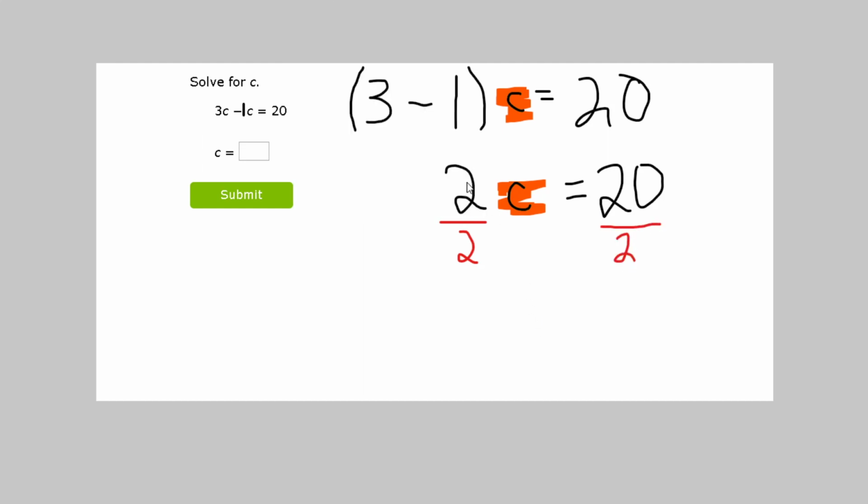And this will give us 2 divided by 2 is 1, so these cancel out. Gives us just C on the left. 20 divided by 2 is 10. So our final answer is C is equal to 10.